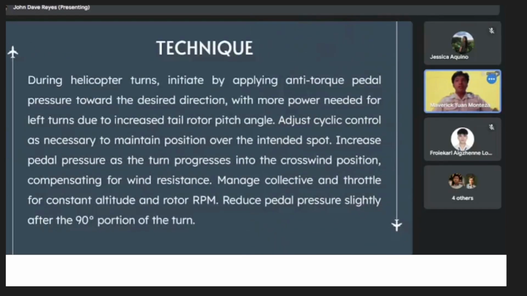Now for the technique. During helicopter turns, initiate by applying anti-torque pedal pressure toward the desired direction. More power is needed for left turns due to increased tail rotor pitch angle. Adjust cyclic control as necessary to maintain position over the intended spot. Increase pedal pressure as the turn progresses into the crosswind position, compensating for wind resistance. Additionally, manage collective and throttle for constant altitude and rotor RPM. Then reduce pedal pressure slightly after the 90-degree portion of the turn.